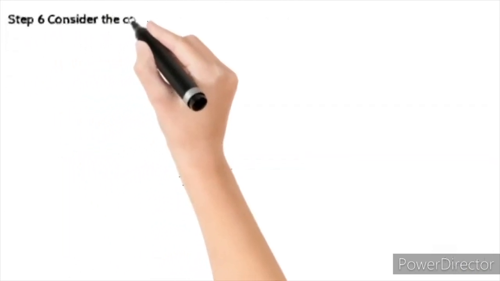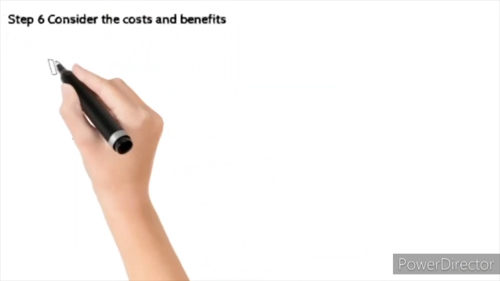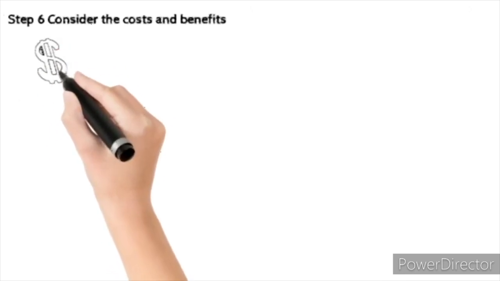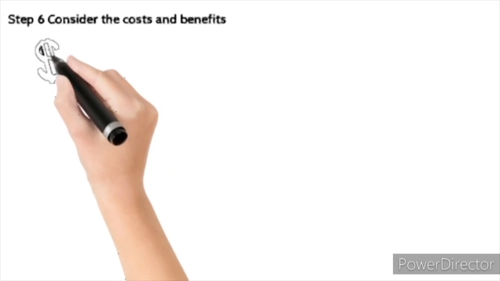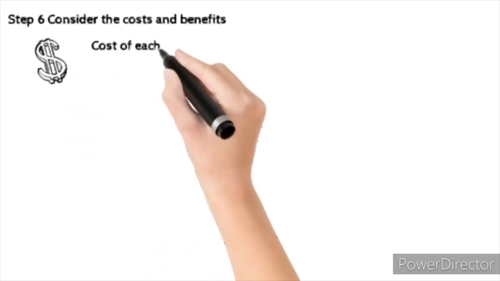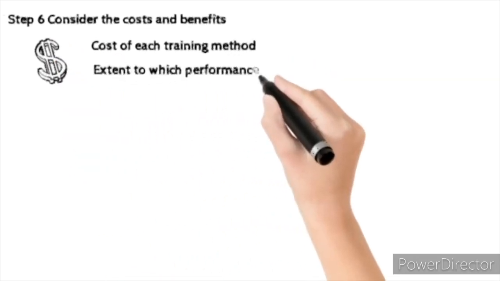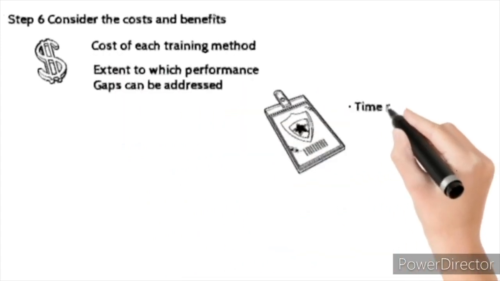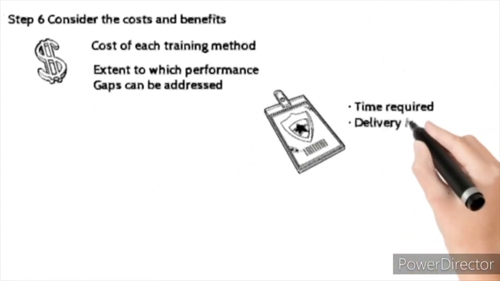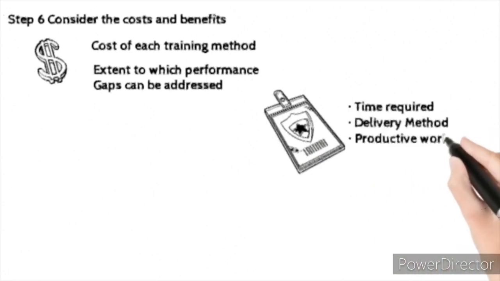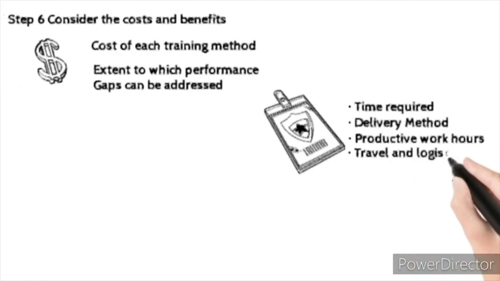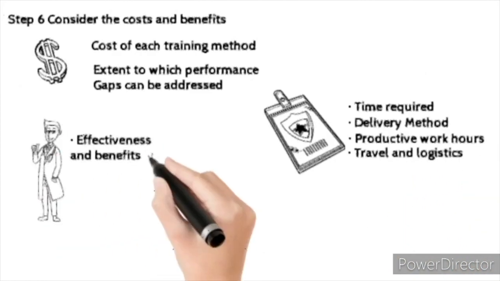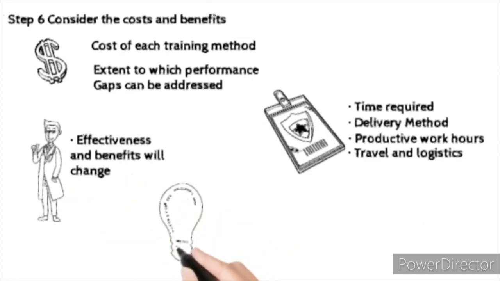The next step is consider the costs and benefits. Post identifying the competencies and understanding the training methods, we should consider the costs and benefits. In this step, you can consider the cost of each training method and the extent to which performance gaps can be addressed. Cost factors depend on the time required for training, delivery method, productive work hours spent in training, travel and logistics. The effectiveness and benefits of training will change according to the method you choose.